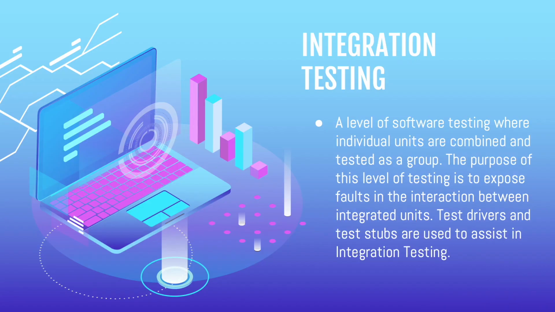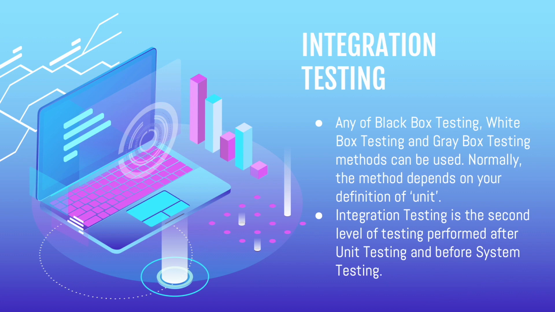The next comes integration testing. When all these units are put together and they form the entire system, they make a whole software, this is known as integration testing. Integration testing is quite important as it exposes the faults of the interaction between these units. When the units come together, they should be able to function all together as a system. For this, we can use the white box testing method or the gray box testing method or even the black box testing method.